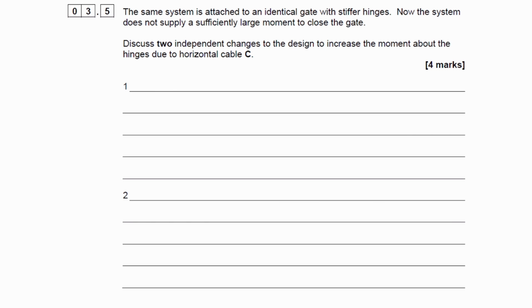And finally, for 3.5, the same system is attached to an identical gate with stiffer hinges. Now the system does not supply a sufficiently large moment to close the gate. Discuss two independent changes to the design to increase the moment about the hinges due to horizontal cable C.